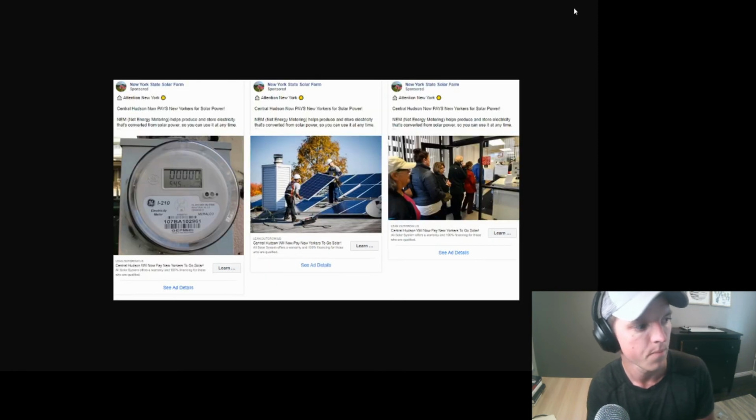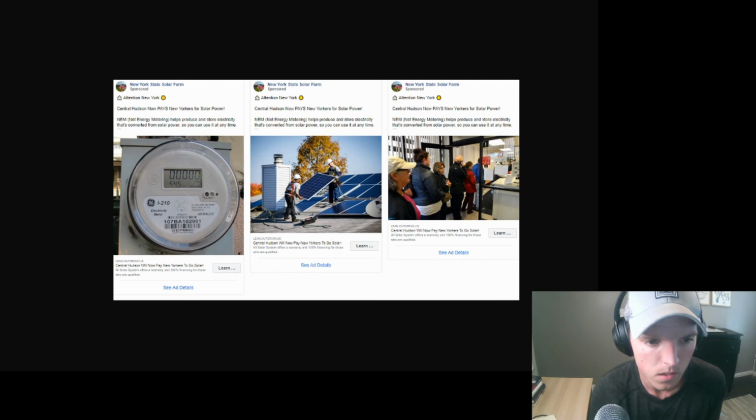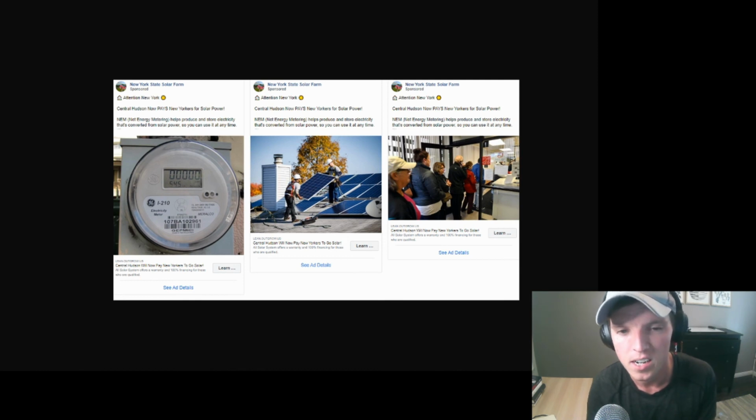All right, last one is right here, New York State Solar Farm. This is a very, very common ad. There's Central Hudson, so it's targeting a very specific part of the state. Obviously, it's going to tell them it now pays people to go solar. I guess Central Hudson, I don't know the market all that much, but this is a tactic that a lot of people use when they're talking about rebates and credits.